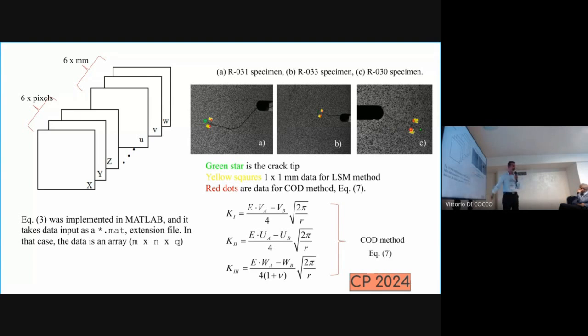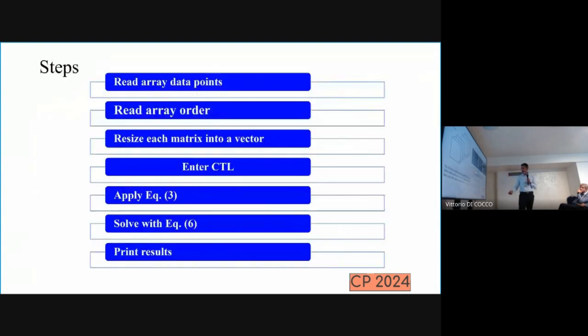Here we have 2 displays for opposite crack points, so you can calculate the stress intensity factor in a really simple way. We're going to compare equation 3 with this method of equation 7. These will be the steps: read the matrices, convert them into vectors, enter the crack location. I'm not going to talk about this because it's a whole different story and completely out of scope. Apply equation 3, solve with the pseudo-inverse matrix, and show results.